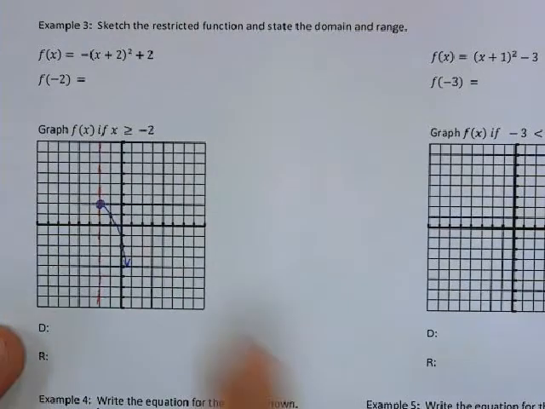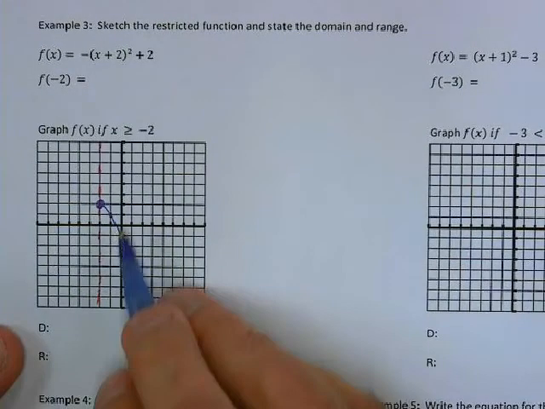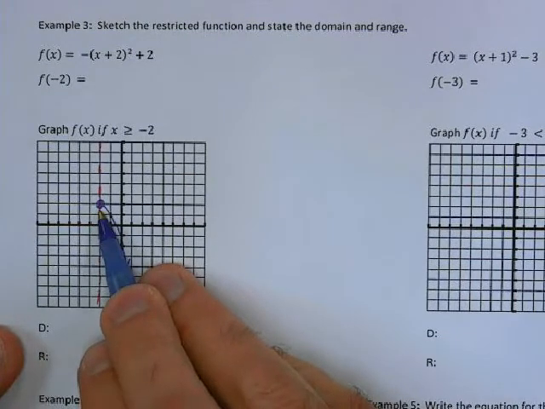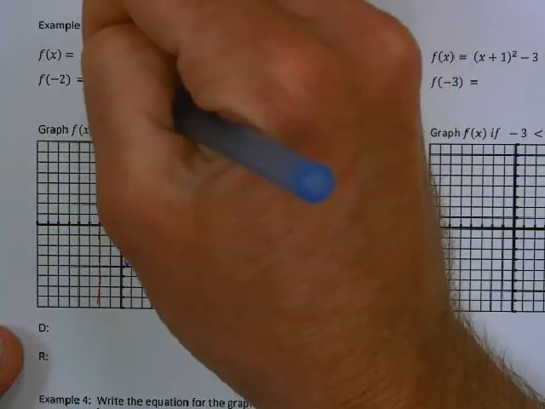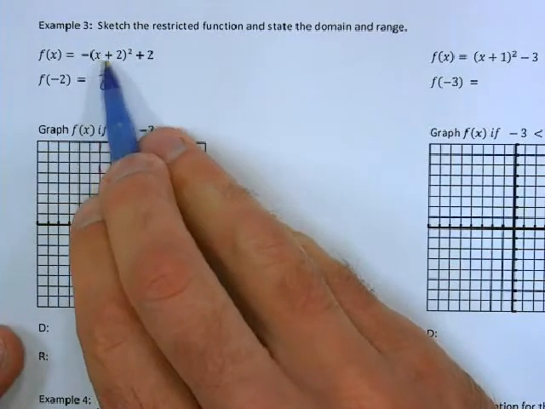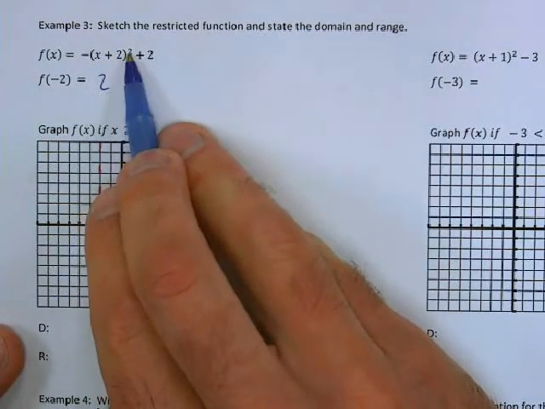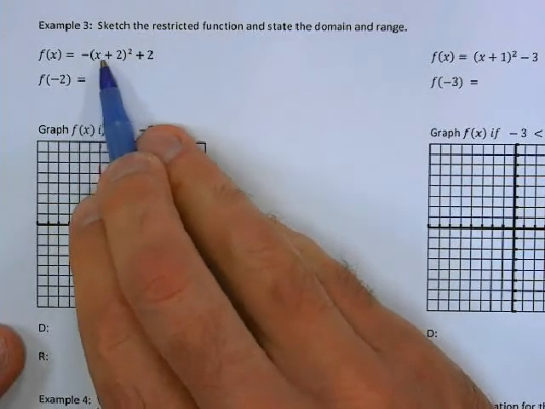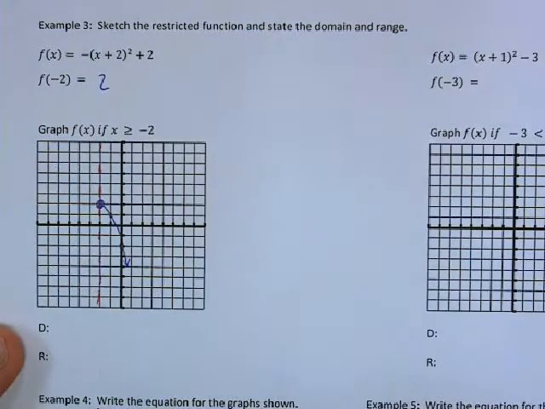What is f of -2? When x is -2, y is +2. We can see that point right there. We don't need to plug it in, but we could. If I plug in -2, I get -2 plus 2 is 0. 0 squared is 0. The opposite of that is still 0. Plus 2 is 2. So you can plug it in, or you can just look at your graph.